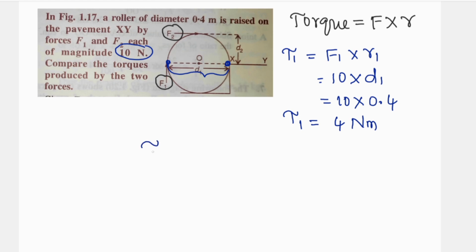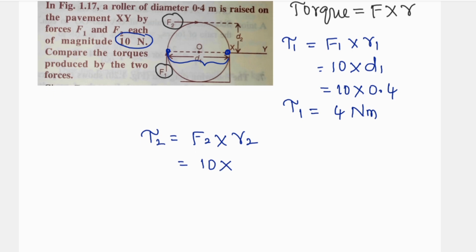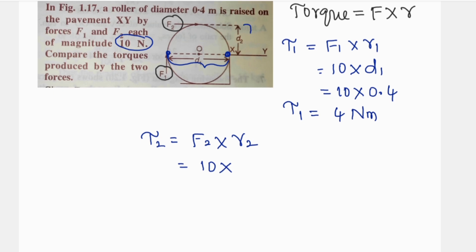Now let us see the torque due to the second force, that is force into perpendicular distance. Force is, yes, actually 10 newtons only, but for the perpendicular distance, if you can see, you should take that as d2. So it is d2. d2 is nothing but half of the diameter.